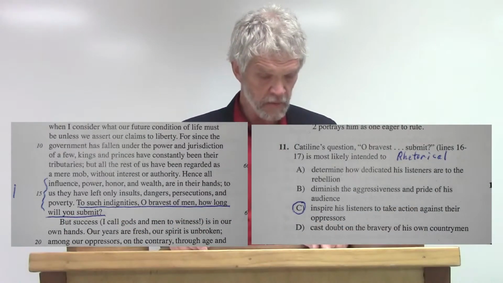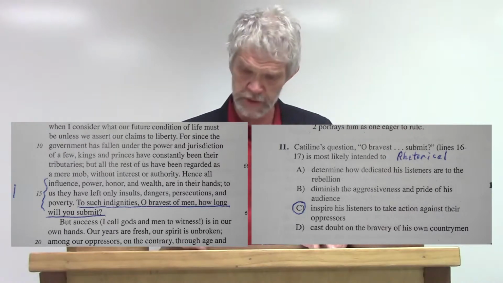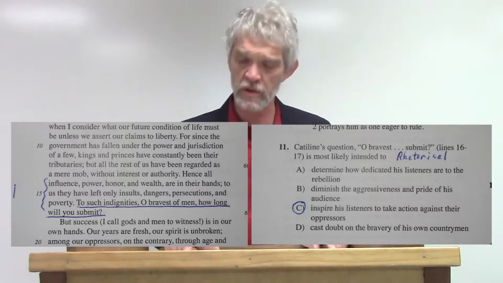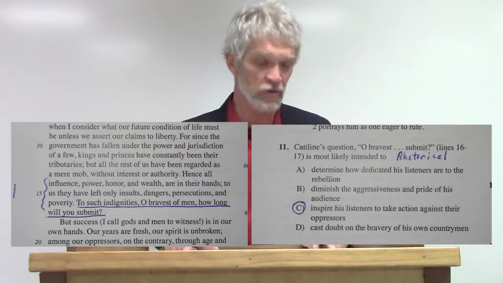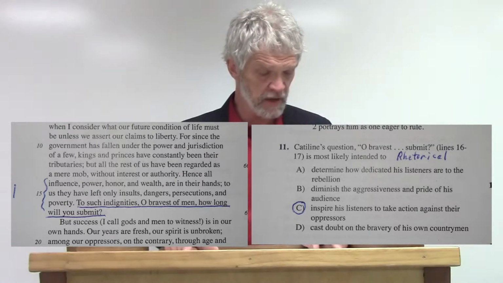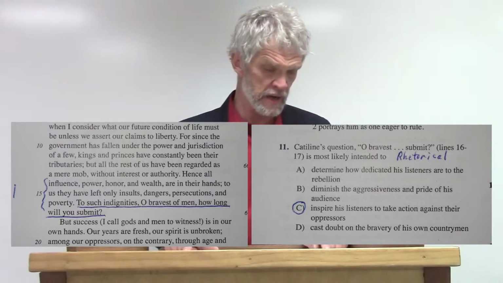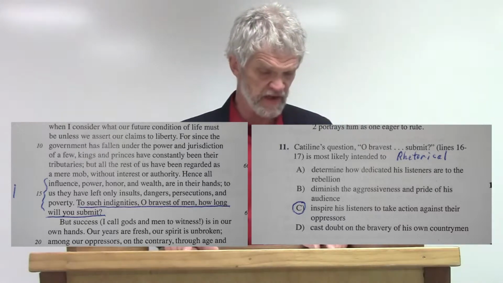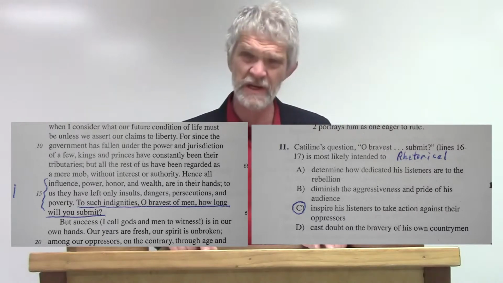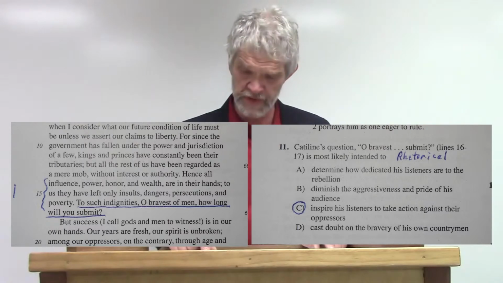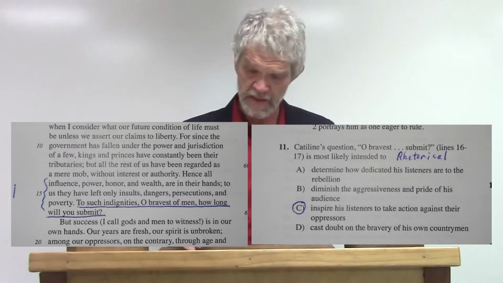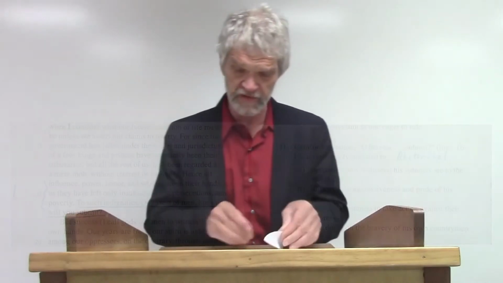All right, for number 11, Catiline's question, which is, O bravest man, how long will you submit? That is what we call a rhetorical question. He's not expecting a serious answer. He begins before that talking about their enemies' influence, power, honor, wealth. It's all in their hands, and they've left us only insults, dangers, persecutions, and poverty. The question is, how long are we going to put up with this? Your best answer is C. That's the one that's going to work the most effectively.